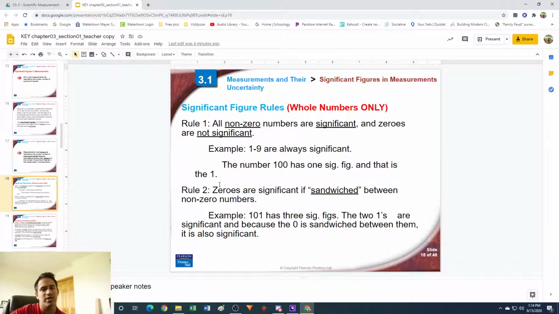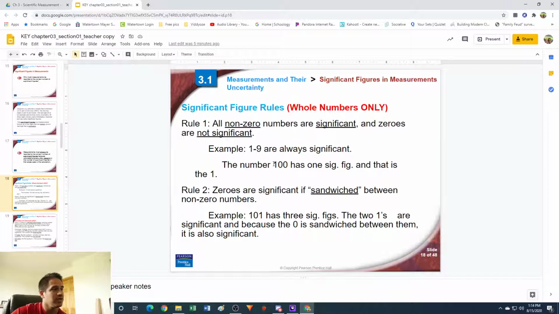So there's three rules when it comes to significant figures. The first two rules here are for whole numbers only. There's three rules, but the first two really apply to whole numbers, and the last one applies to numbers with decimals. So rule number one, all non-zero numbers are significant, and zeros are not significant, which means that any number that is between 1 and 9 automatically counts as a significant figure, and if there's a 0, it does not count. So for example, the number 100 has one sig fig, and that is just the 1.